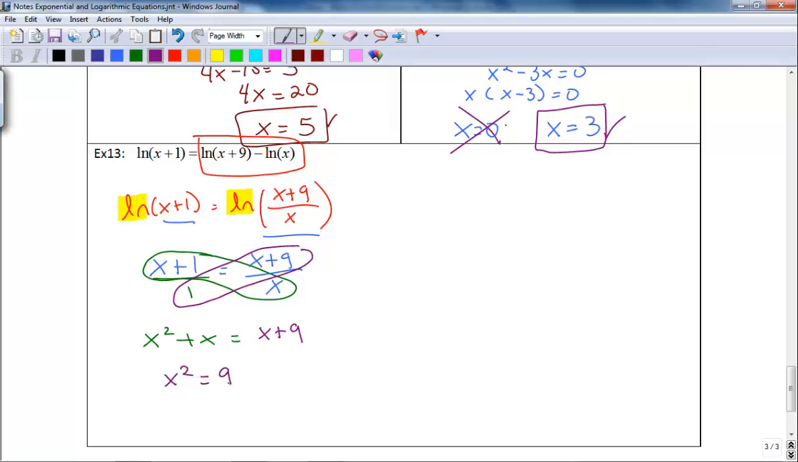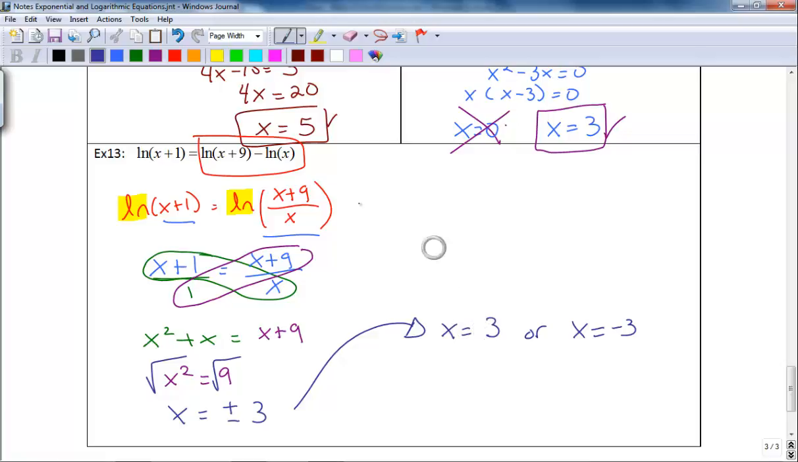Well, I can use extraction of roots to solve this because it's just a squared equal to a number. If I take the square root of both sides, x is now equal to plus or minus 3. So I have two answers. One is x is equal to positive 3, and the other one is that x is equal to negative 3. So let's check and make sure that they work.